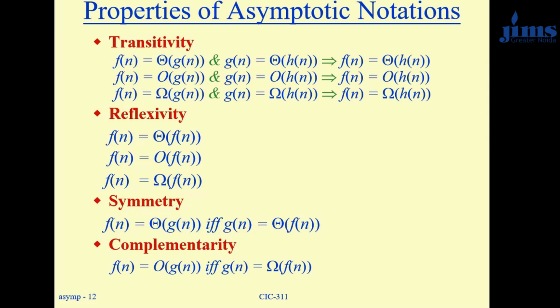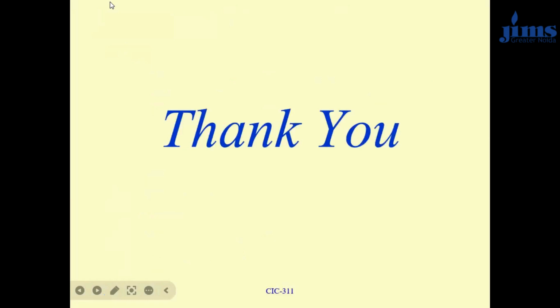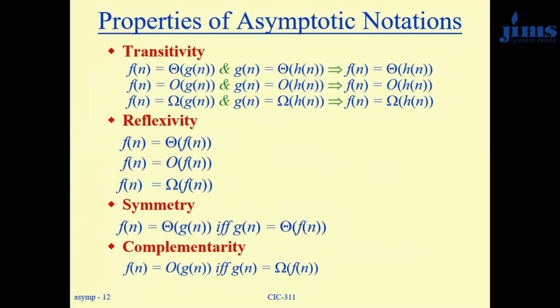Similarly, complementarity, also called transpose symmetry, says that f(n) = big O of g(n) if and only if g(n) = omega of f(n). So that's all. We are left with the two other asymptotic notations, little o and little omega, which we shall cover in the next class. So thank you.